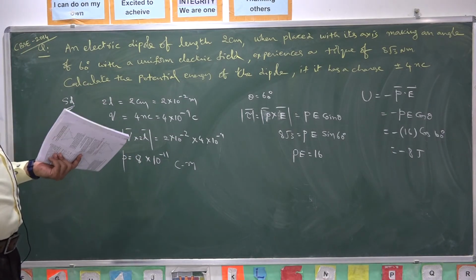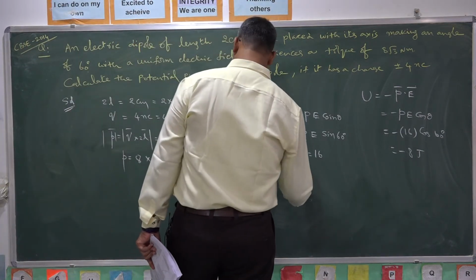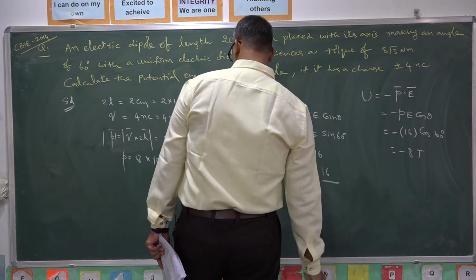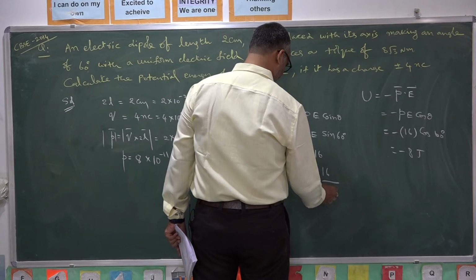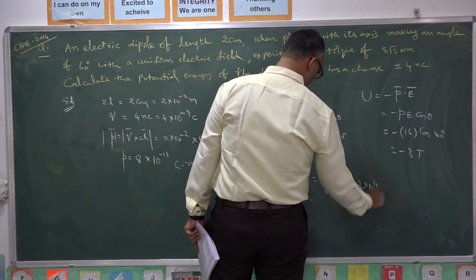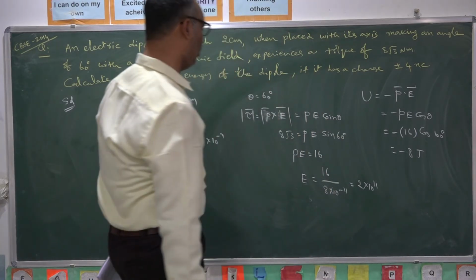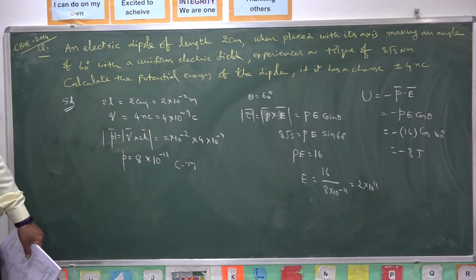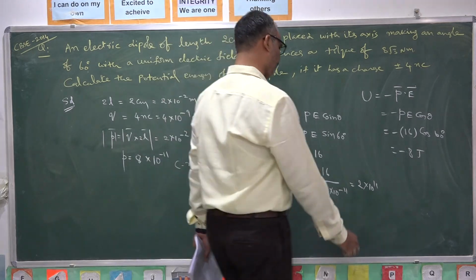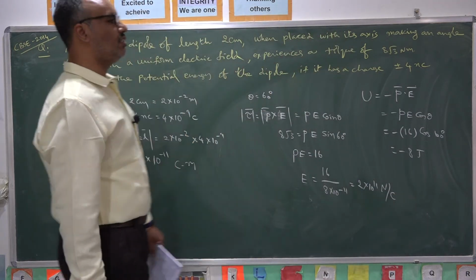And if suppose they ask you to calculate the electric field strength, the strength of electric field is given by 16 by P value. P value you got as 8 into 10 power minus 11, so it is 2 into 10 power 11. This is the strength of electric field. So Newton per coulomb are the units. Very, very simple question.